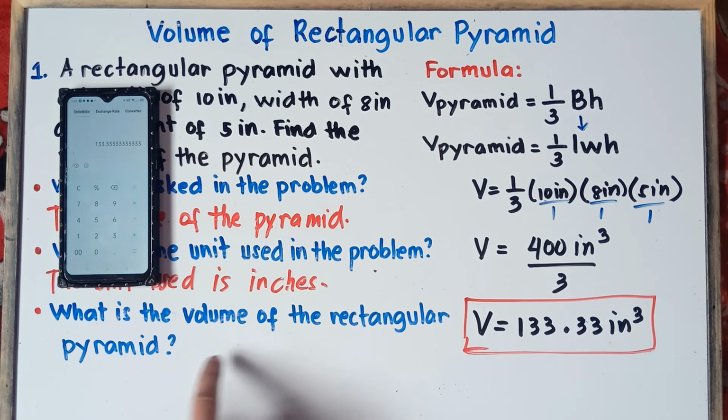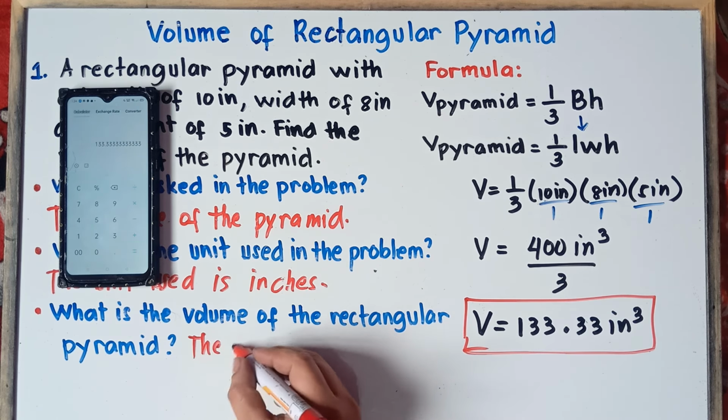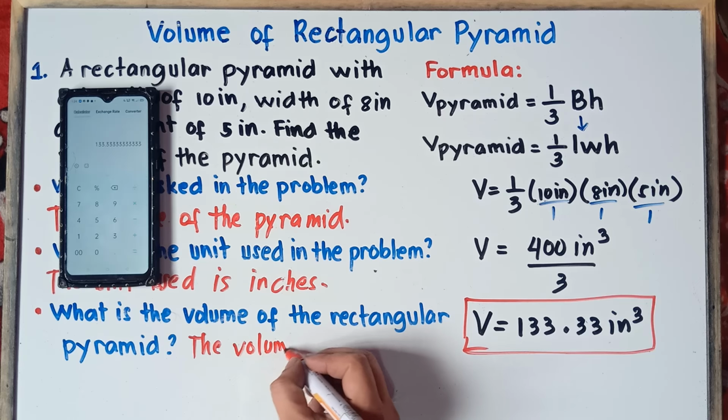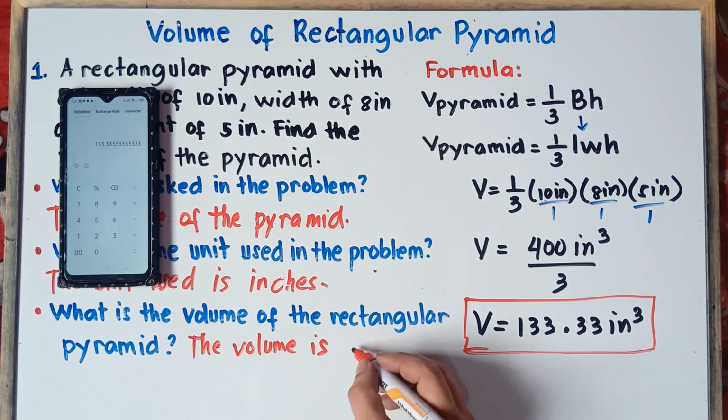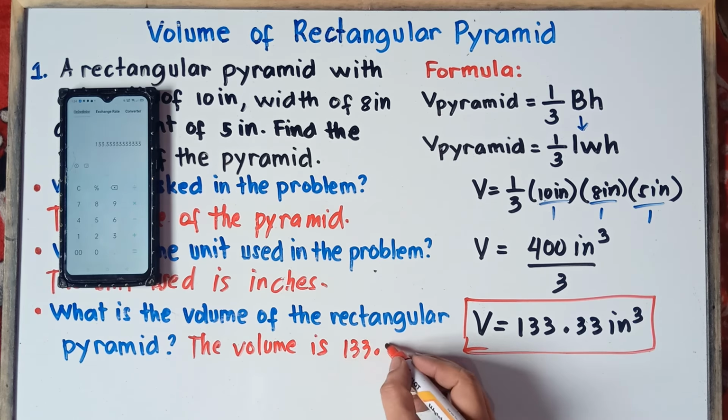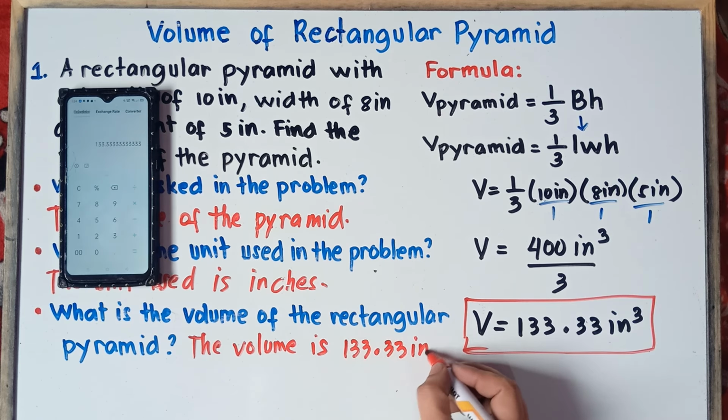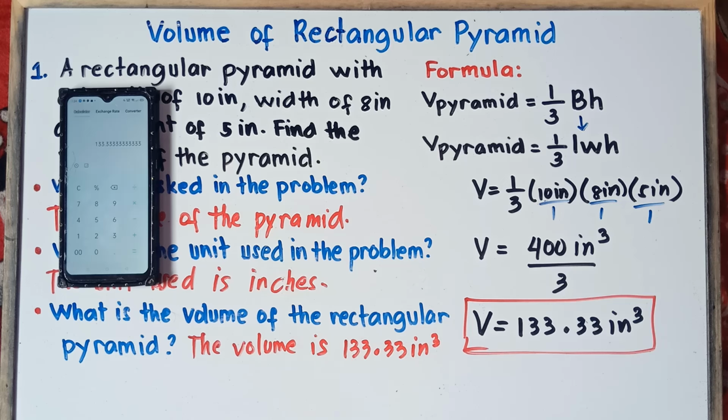Alright, so therefore, what is the volume of the rectangular pyramid? So the volume is 133.33 cubic inches. That's it, class. All set for example number 1.